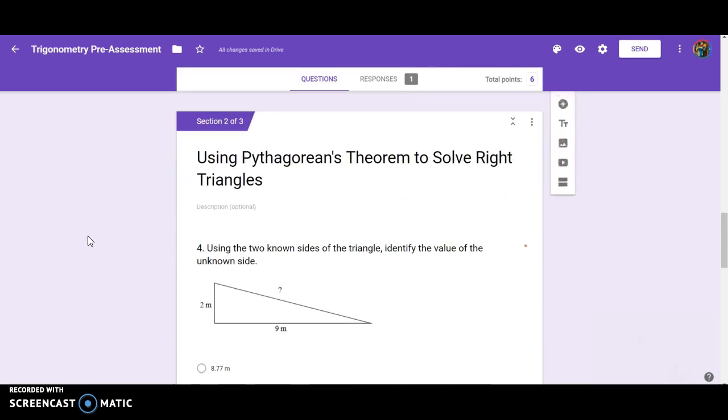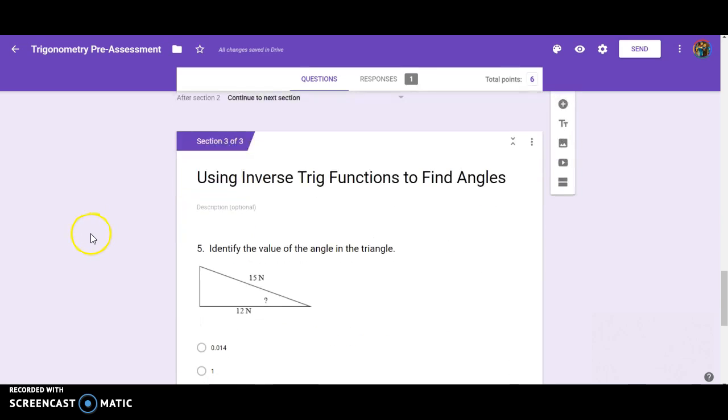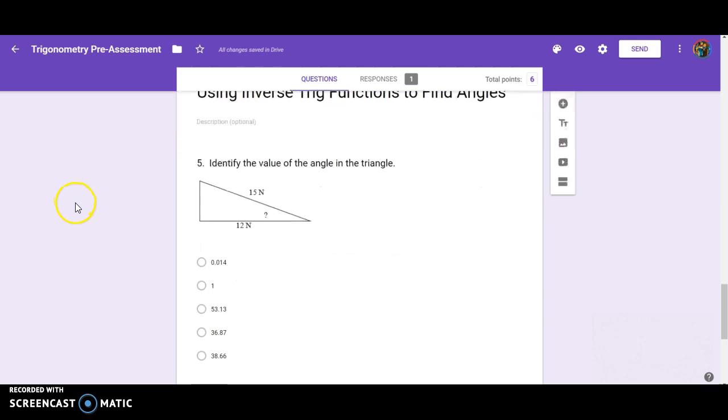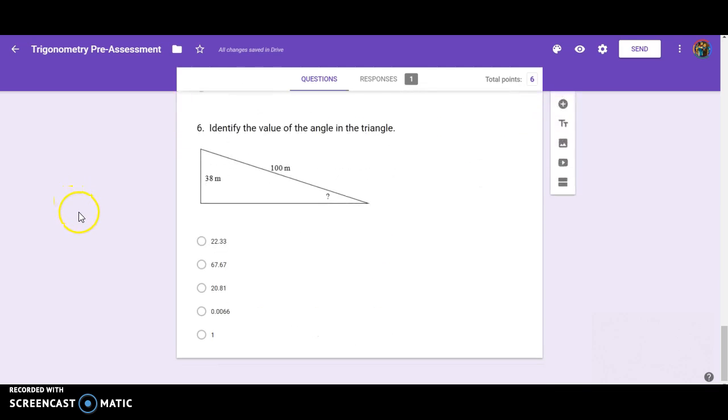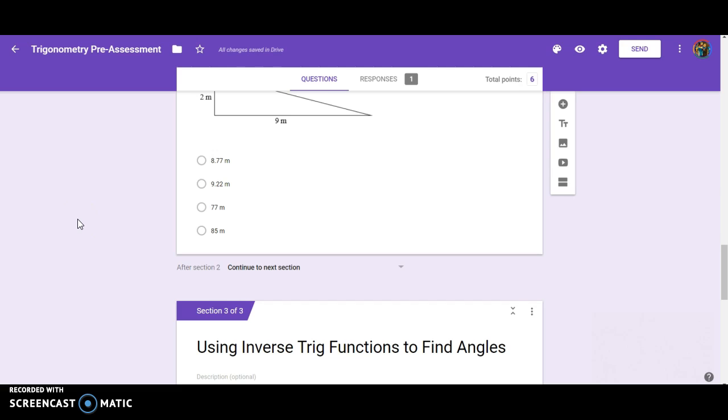The second section is a smaller one, Pythagorean's theorem for right triangles. And the last one is one that students definitely struggle with, is being able to use inverse trig functions to find those angles. So I could have those kids do it at home, potentially as a homework assignment. I could have them doing it in class.